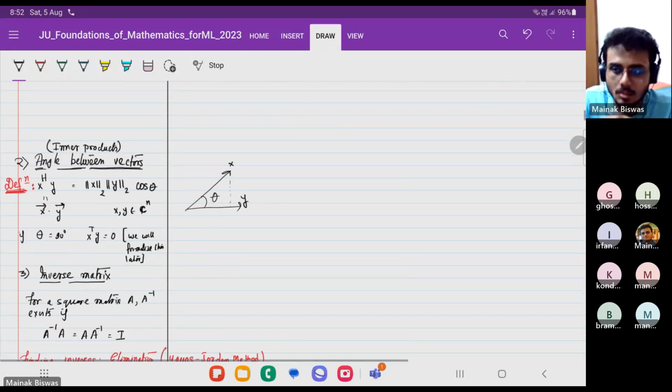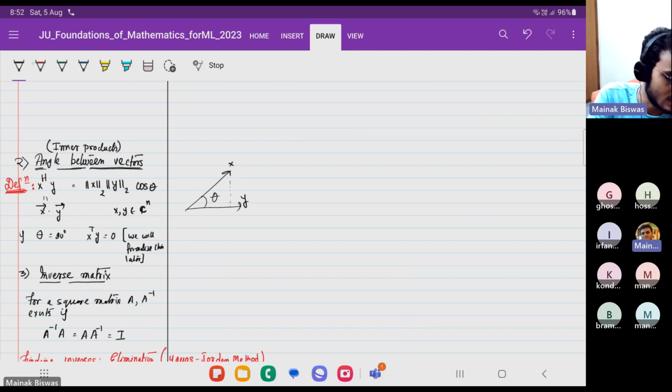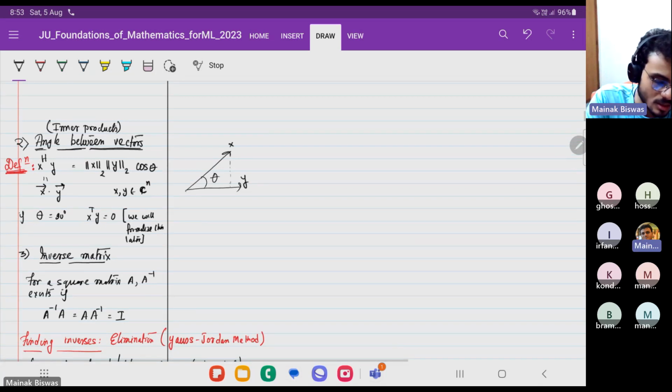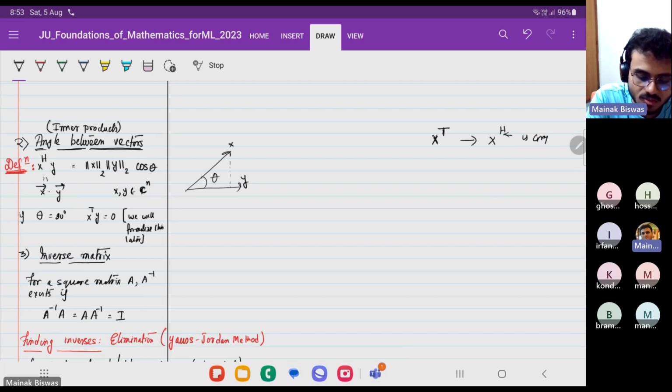More terms and definitions before we get into the rigorous things. So the angle between two vectors, what is that? Remember, we'll be following this notation. You can think of transpose as X Hermitian. Hermitian is for complex vectors, right? Transpose is for real vectors.